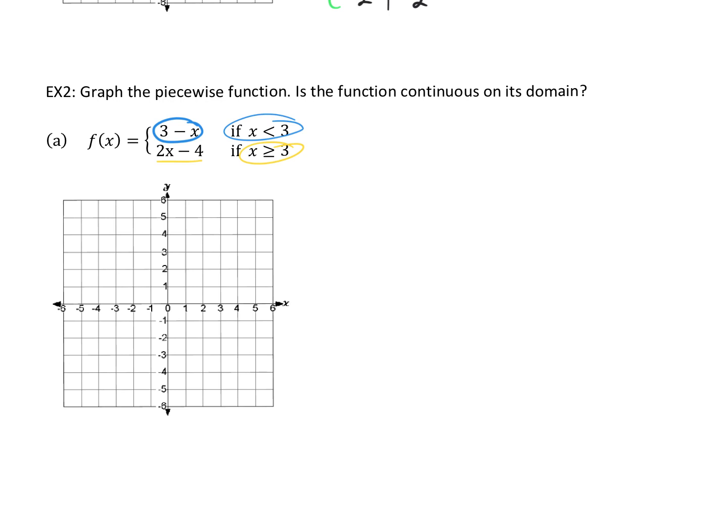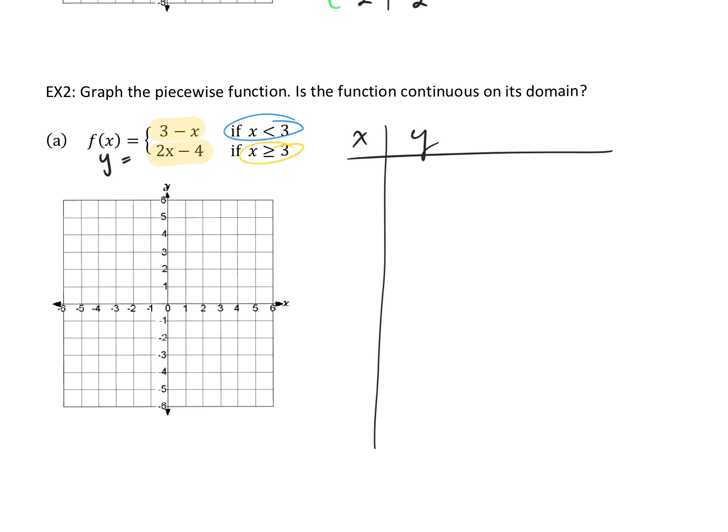And again, it's good to take a moment and try to figure out which equations these are right here. Remembering back to our equations, this is a line, this is a line. This is the line y equals 3 minus x, and then y equals 2x minus 4, depending on what x values we're looking at. So let's go ahead and make our table.